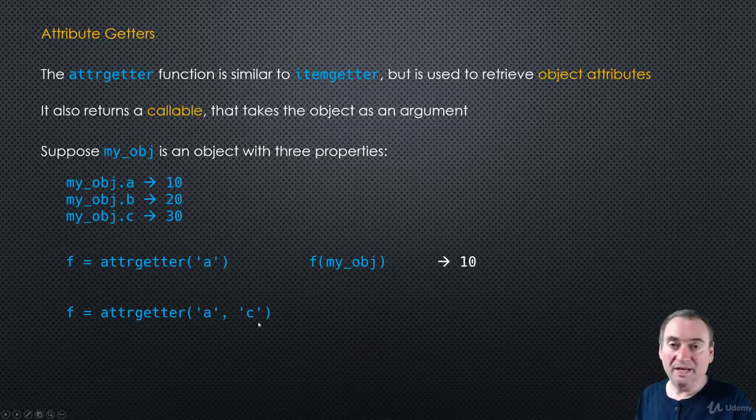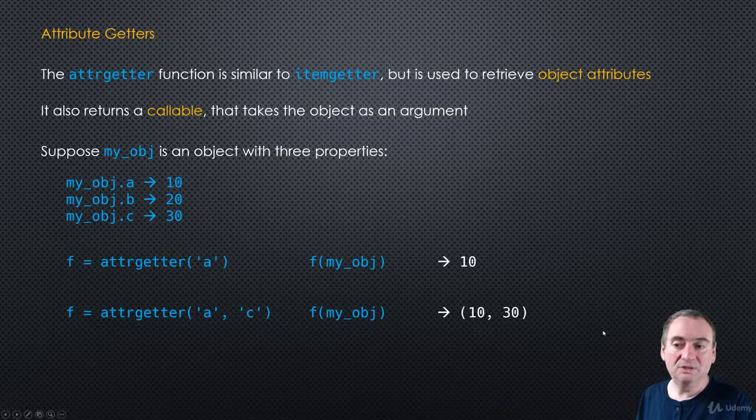Similarly, attribute getter can take more than one positional parameter. So here we have, let's say, A and C. So we're looking for the properties A and C, right? The attributes A and C. So if we do that, we'll get a tuple that will contain 10 and 30, just like we had with item getter. The only difference is that here it's looking at attributes of an object.